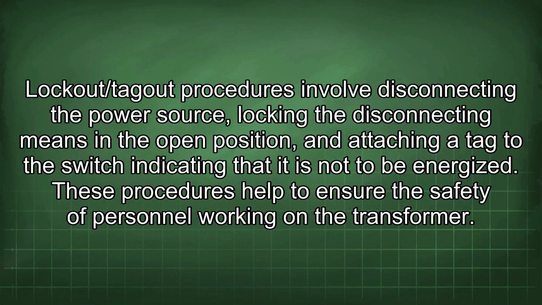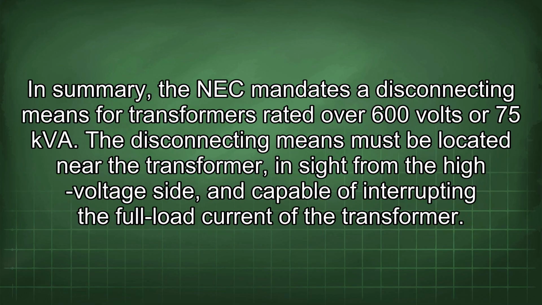These procedures help to ensure the safety of personnel working on the transformer. In summary, the NEC mandates a disconnecting means for transformers rated over 600 volts or 75 kVA. The disconnecting means must be located near the transformer, in sight from the high voltage side, and capable of interrupting the full load current of the transformer.